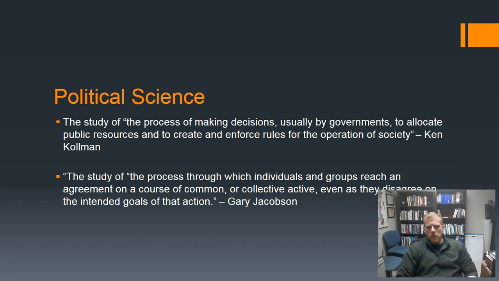Political science is the study of the process of making decisions, usually by governments, to allocate public resources and to create and enforce rules for the operation of society, or so says Ken Coleman. Note that the definition changes somewhat when we switch to UCSD professor Gary Jacobson, who says politics is a study of the process through which individuals and groups reach an agreement on a course of common or collective action, even as they disagree on the intended goals of that action.